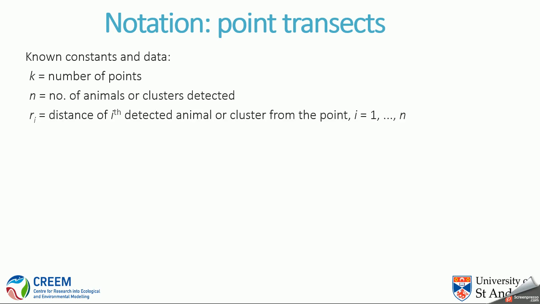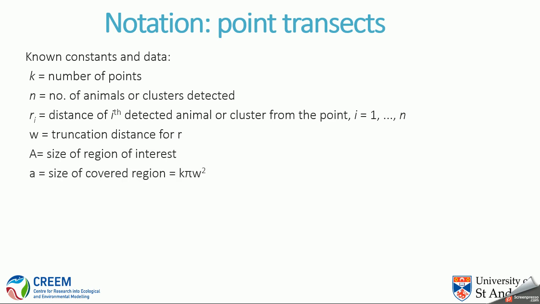r_i is the distance of the ith detected animal from the point. W is the truncation distance for distances from the point, the maximum distance at which you record them. Capital A is the size of the survey region. Small a is the size of the region you count, the circles of radius w. With k circles, there'll be an area of k pi w squared that you count. And if you have animals occurring in clusters, then we'll also record the size of the ith detected cluster for each of the n detections.